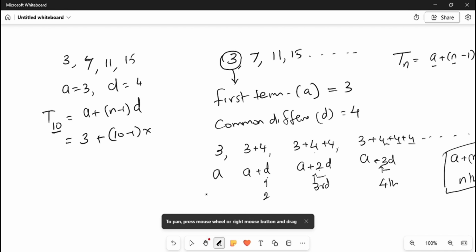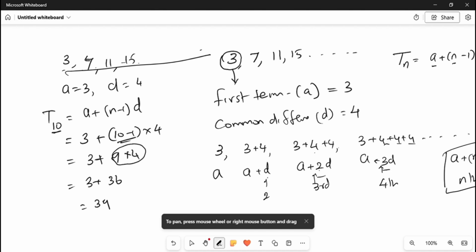D is 4. So 3 plus... always do the bracket work first. When different operations come together, according to BODMAS, we must work the bracket first. 10 minus 1 is 9, into 4. Then we shouldn't add now, we must multiply first. So 3 plus 9 into 4, which is 36. That is 39. So in this number pattern, the 10th term will be 39.